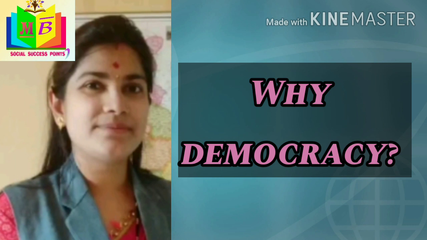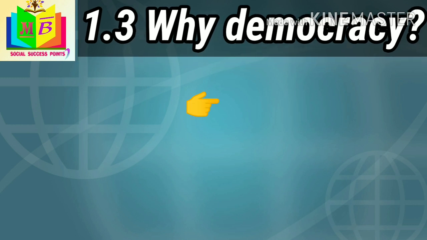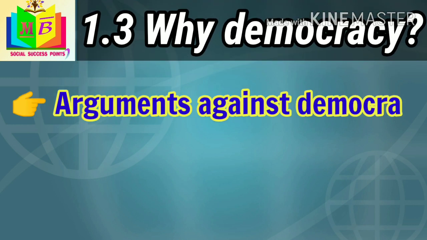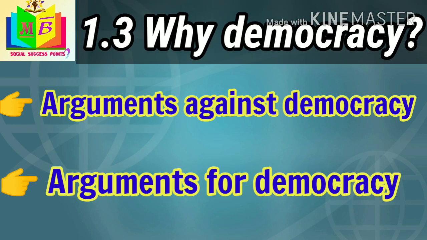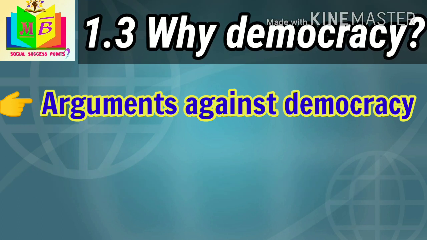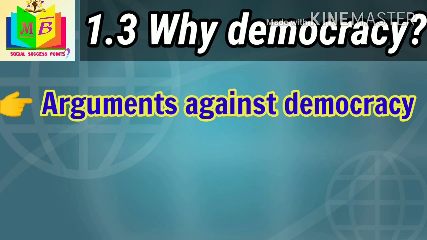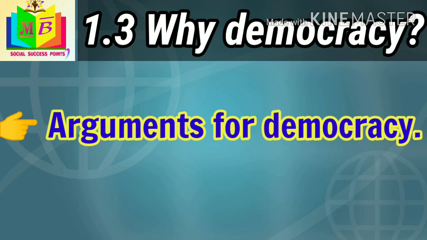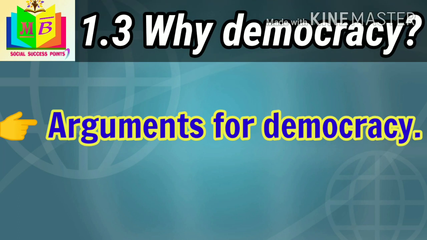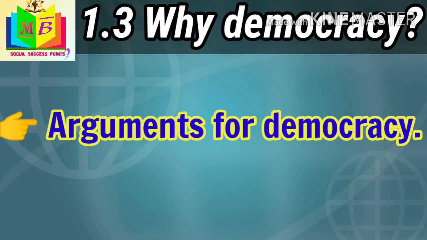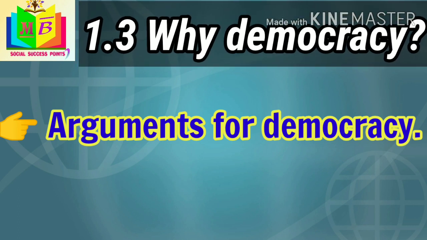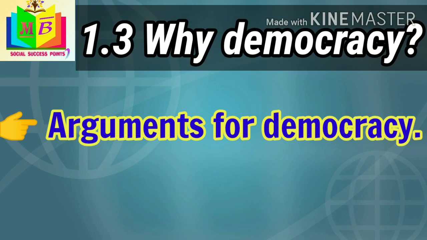In this topic we will discuss two main topics. The first is arguments against democracy and another is arguments for democracy. In arguments against democracy we will discuss the criticism of democracy by various people. And in arguments for democracy we will study why democracy is required, and how a democratic government is better than other governments. So let's start the study.